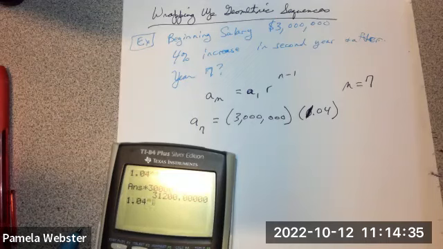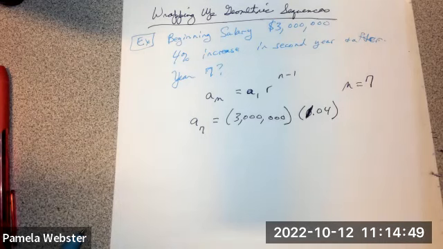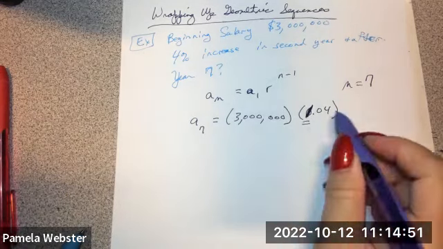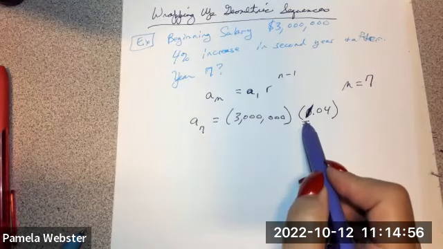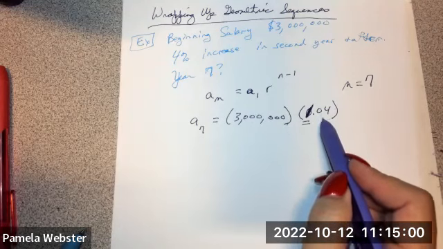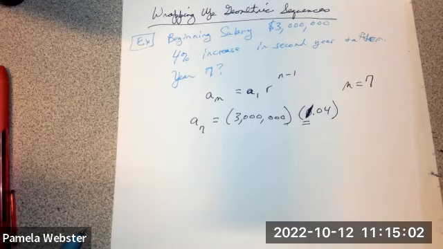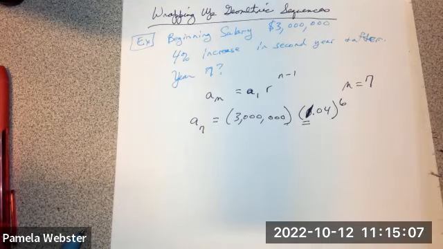1.04 times 3,000,000. There we go. Okay, so the second year he would have $3,120,000. So that's what I want it to look like. So that's why they told me the 1.04. The one here says you're going to include one whole entire salary of 3 million, and then it's going to be the 0.04 raise. So 1.04. So if n is 7, then 7 minus 1 is 6 here, right?